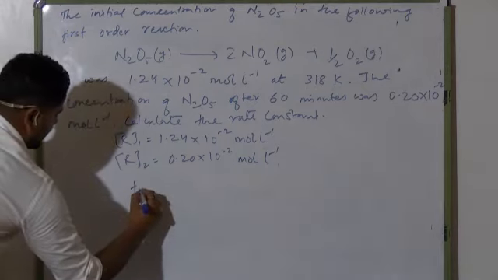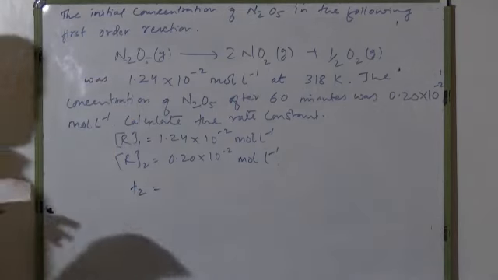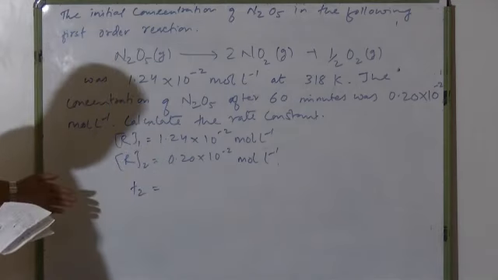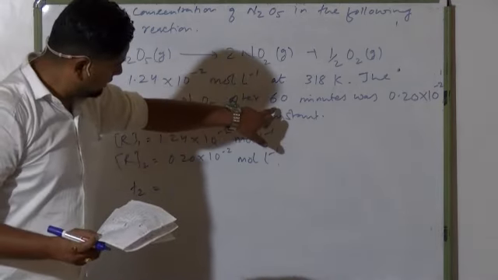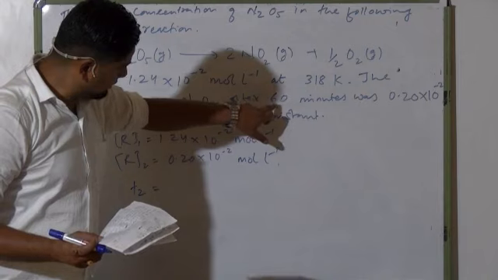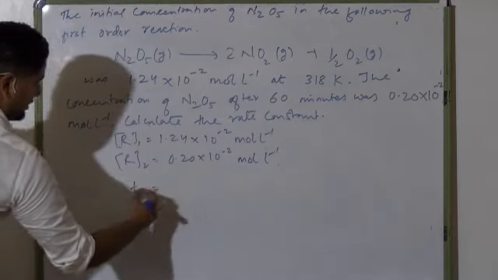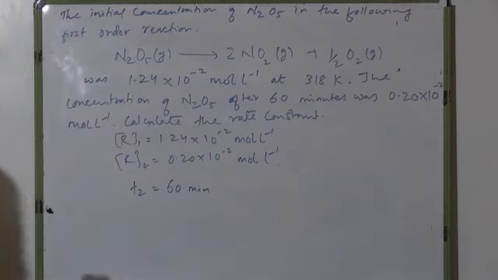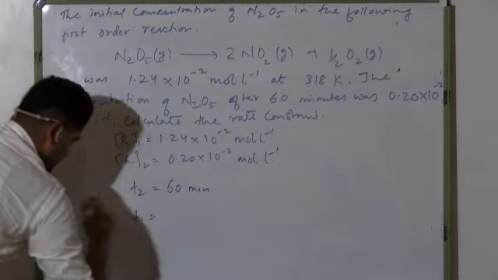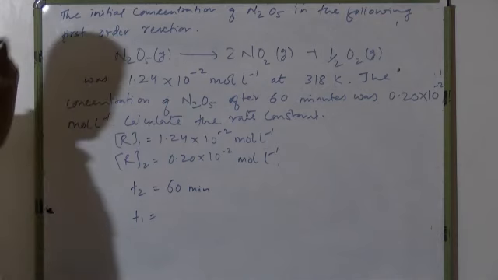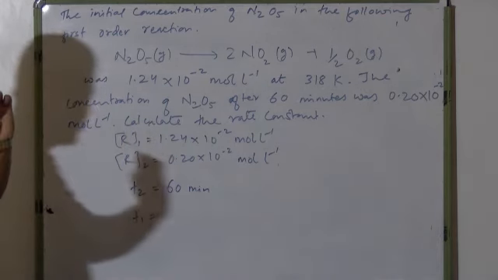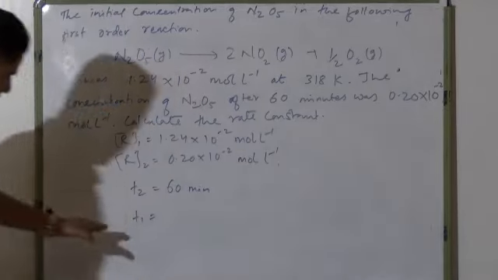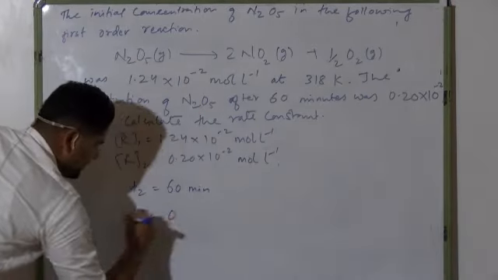So now T2, try to understand this. T2 is the time when the reaction proceeds and lasts till 60 minutes. So T2, the final time, will be 60 minutes. Now T1, try to understand this. Since this reaction has just started, the time is 0. The reaction has not started yet, it is about to start. So the time T1 will always be 0 minute.